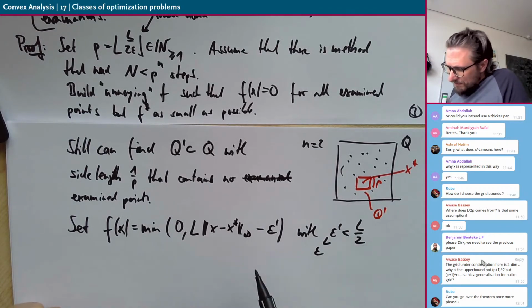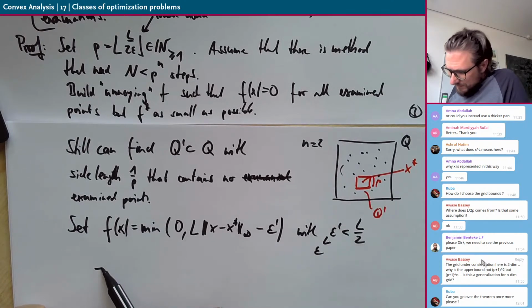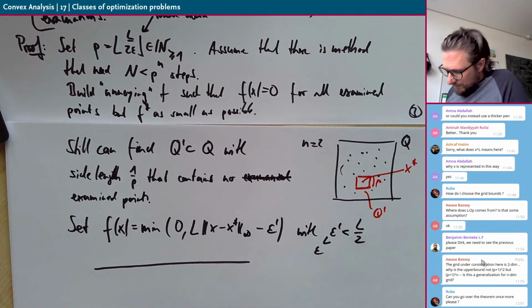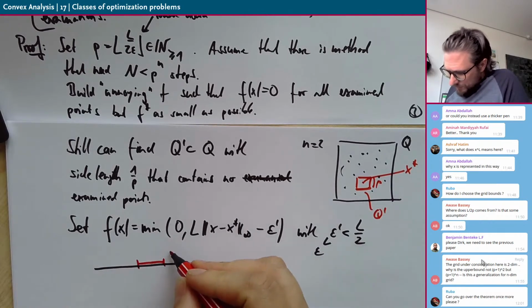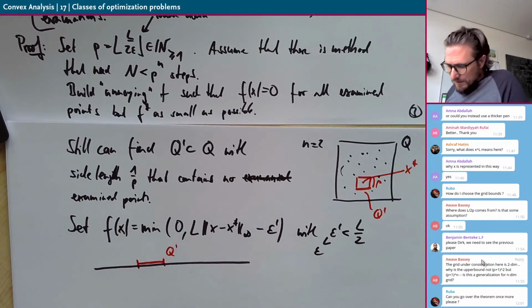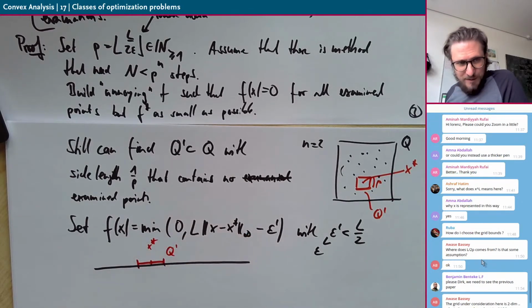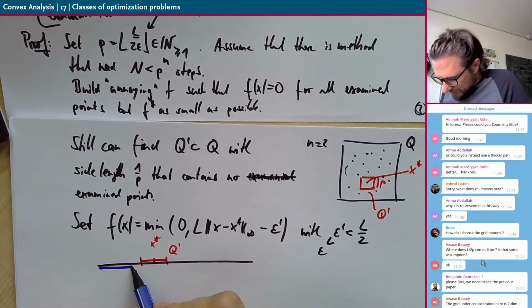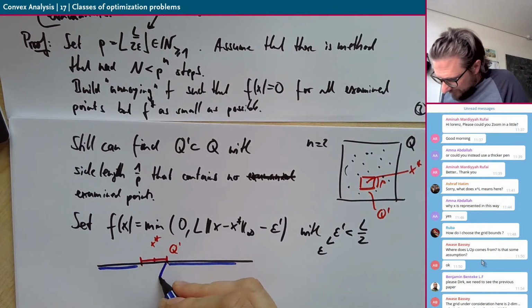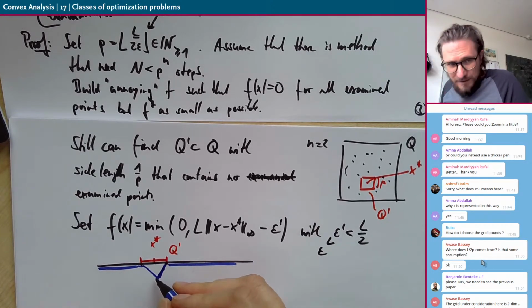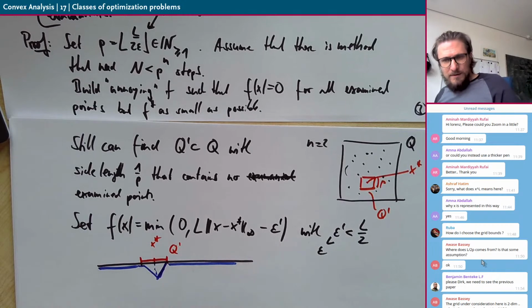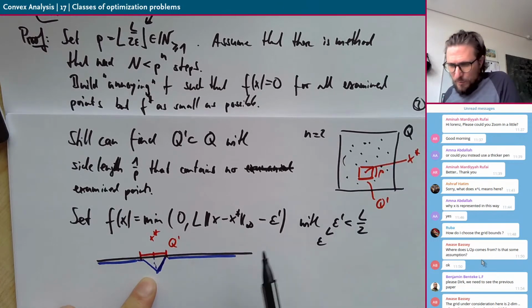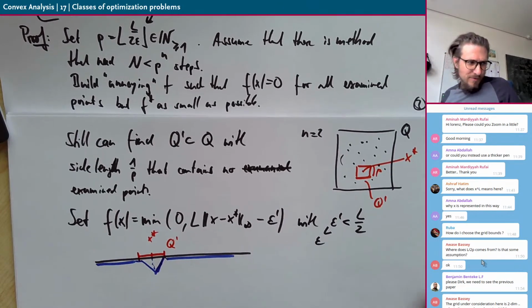So this looks complicated, but if you look at this from the side, this is our q prime looked from the side, and our x star is somewhere here in the middle. Then this f here basically looks like being 0 here and 0 there, and then somehow it goes down with slope L to that point. So this is how the f looks like in 1 dimension. In 2 dimensions you can imagine how it would look there.